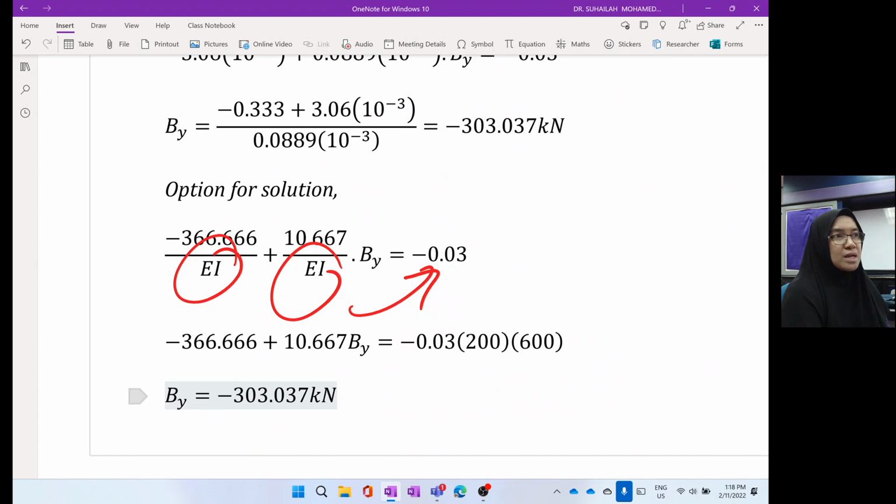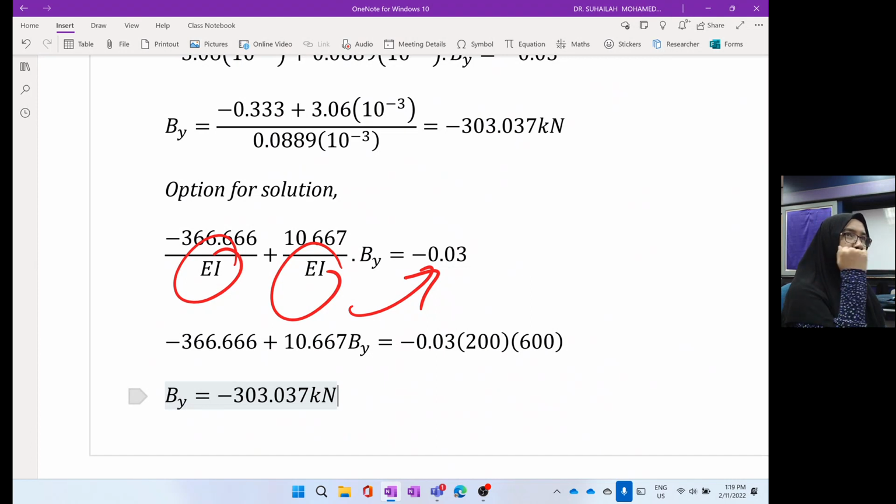So in structure, settlement tu main peranan lah, support settlement. So when the support, okay, got any support settlement lah. Support settlement ni not only in vertical direction. Nama common dia is support settlement. Tapi dia akan depending on the position lah.